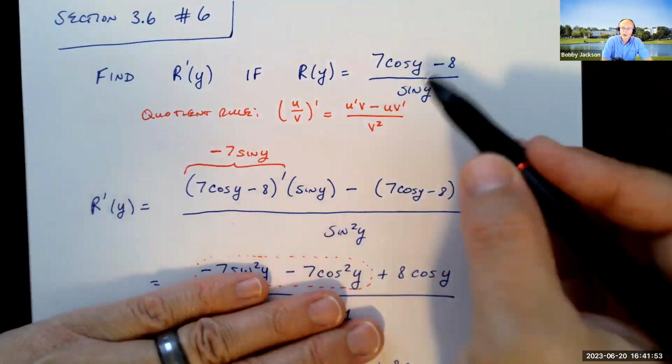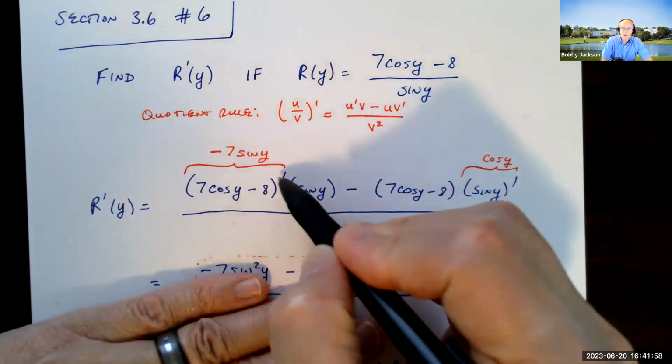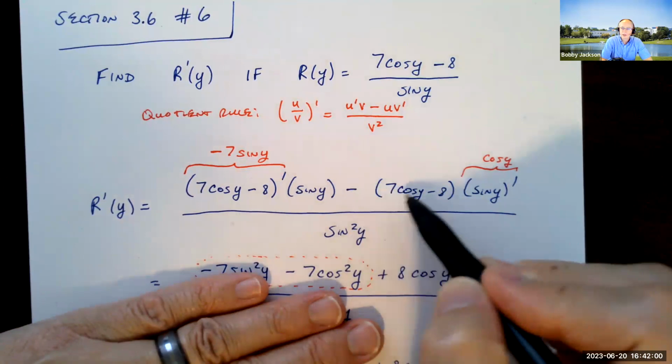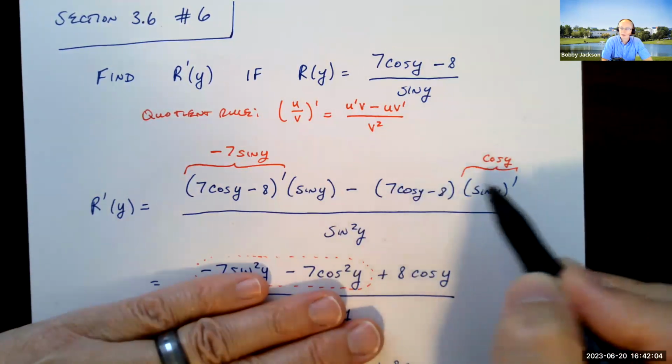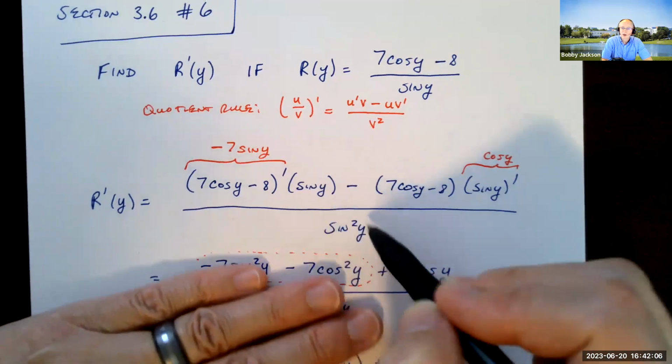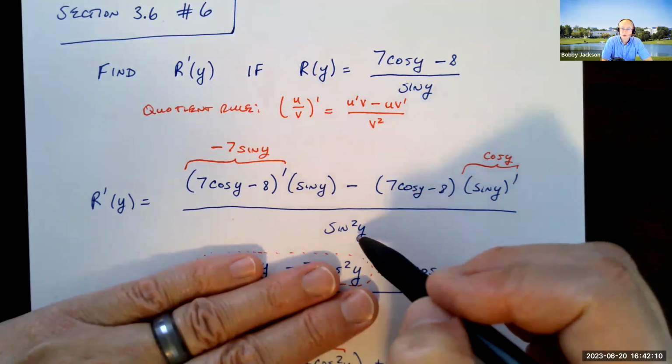Okay, so the top function is 7 cosine y minus 8. So we take the derivative of the top function times the bottom, minus the top times the derivative of the bottom. Sorry, I had that backwards. Over the bottom function squared, right? V being sine of y, sine squared y.